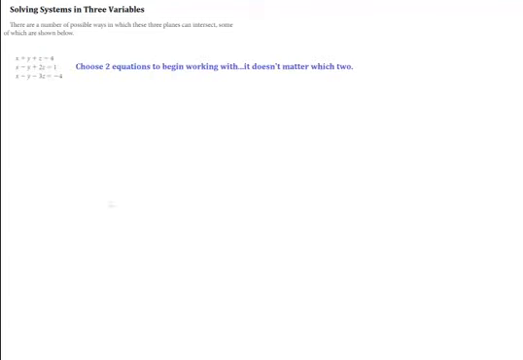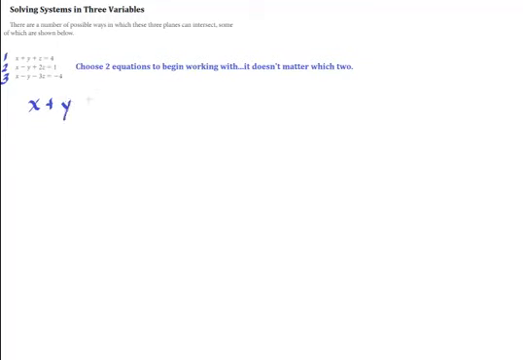So let's look at our first example. I'm going to choose two equations to begin working with. It doesn't matter which two. I'll just number them 1, 2, and 3, just so that you'll know which ones I'm looking at. I'm going to start with equations 1 and 2.